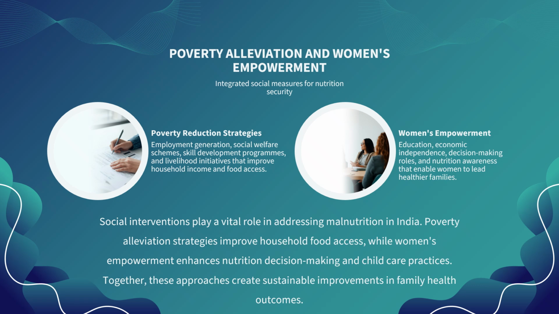Next, we can discuss poverty alleviation programs and also women empowerment programs. These are the integrated social measures for nutrition security. Poverty reduction strategies include employment generation, social welfare schemes, skill development programs, and livelihood initiatives that improve household income and food access. There are many programs initiated under the government scheme. You will learn that in coming modules.